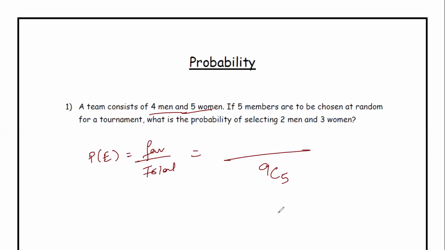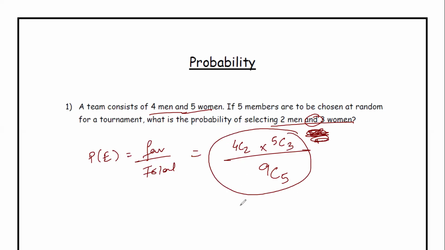The favorable outcome is the question: the probability of selecting two men and three women. So remember, and means into, or means plus. Out here it's not or, it's and. Correct. So selecting two men and three women. Two men I can select 4C2 ways, and three women I can select 5C3 ways. So that's my answer.